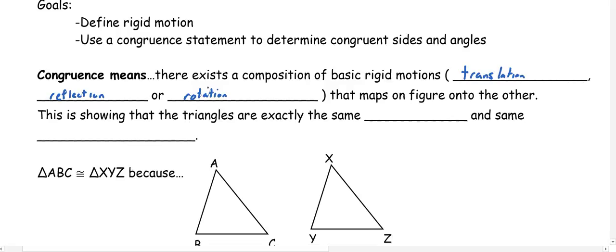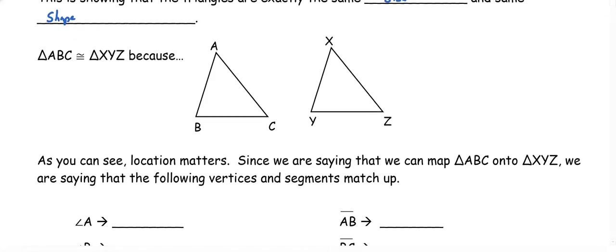So this is shown with the triangles because they have exactly the same size and shape. So triangle ABC is congruent to XYZ because everything that's in the same letter placement is congruent. So A is congruent to X, they have the same measure. B and Y are congruent because they're the second letters, and C and Z are congruent because they're the third letters. The same thing works for sides.